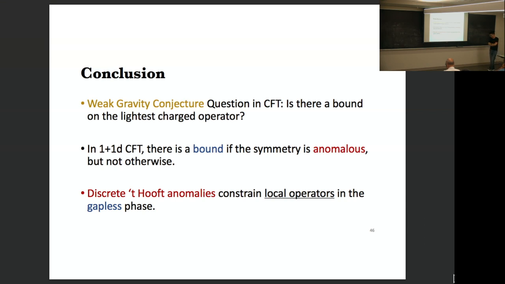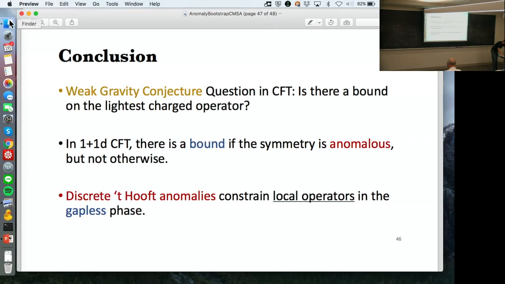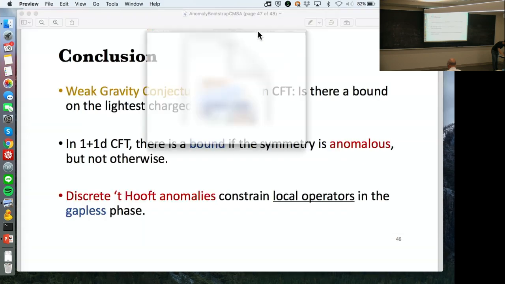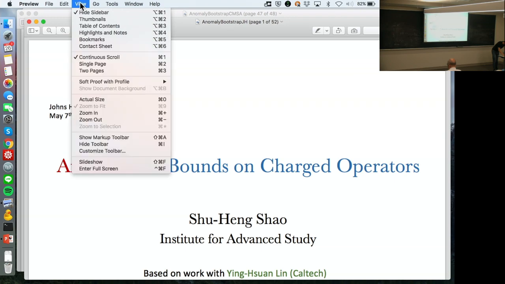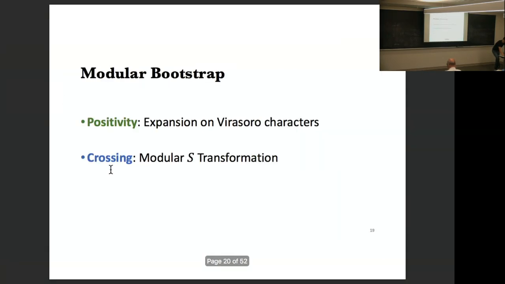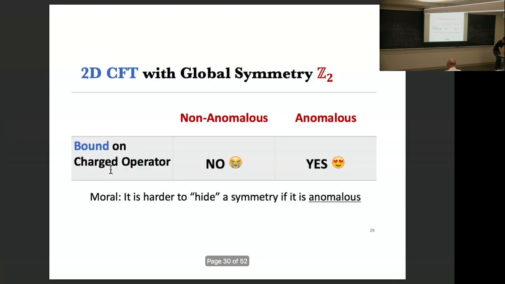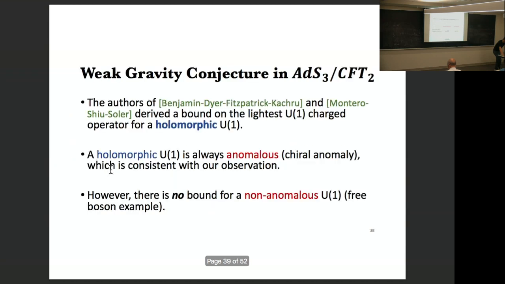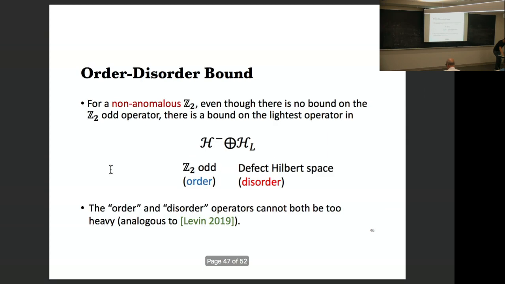And in the remaining 2 minutes, let me just say a few other things that we have done, and I think are also interesting. In the main bulk of the talk, we talked about bounds on charged operators. But the bootstrap program can also help you bound some other sector. One thing that's also interesting is that for the non-anomalous Z2, as we were saying, there's no bound just on the Z2 charged operator. But there's a bound on this combined sector of Hilbert spaces. So you can look at the direct sum of the Z2 odd operator with the twisted sector operator.